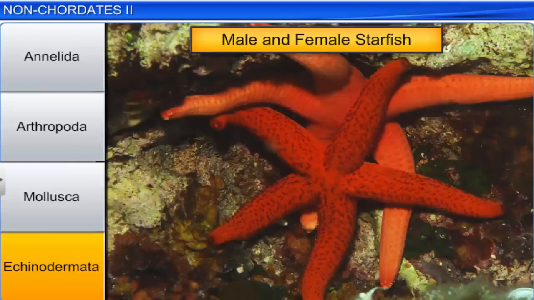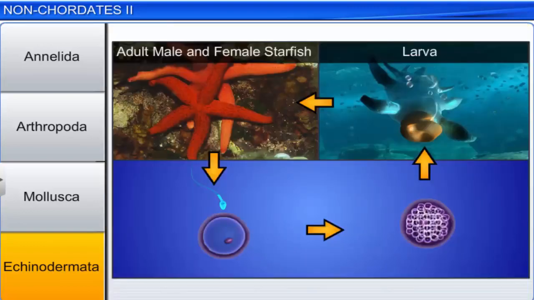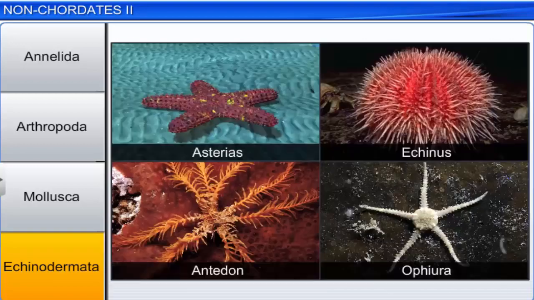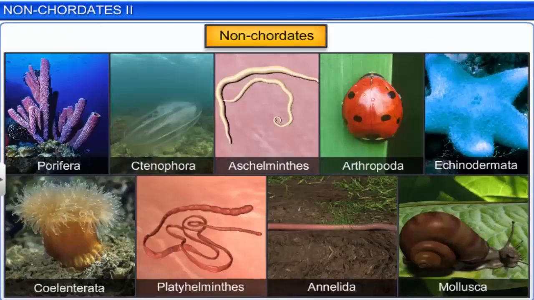Echinoderms are dioecious and exhibit sexual reproduction. Fertilization is usually external and development is indirect with free-swimming larvae. Some common echinoderms are Asterias, Echinus, Antedon, and Ophiura. We studied how non-chordates are classified into different phyla on the basis of certain morphological and anatomical features.